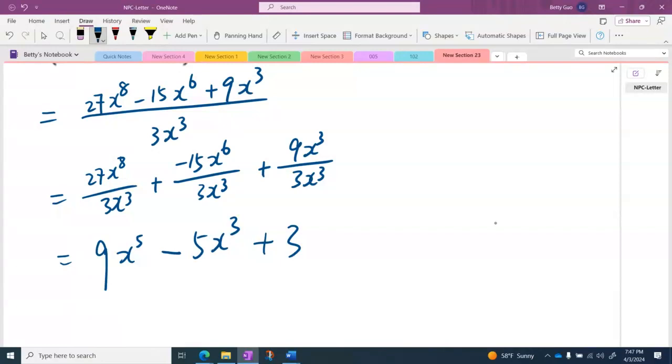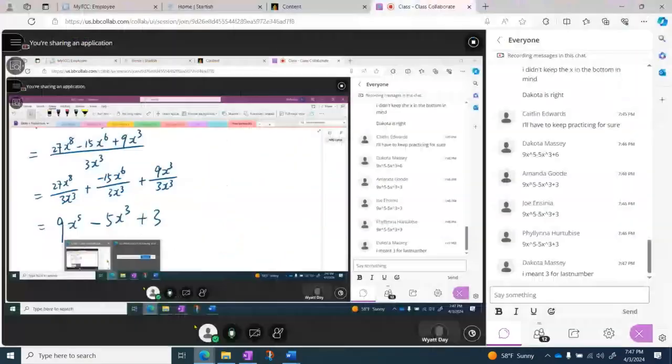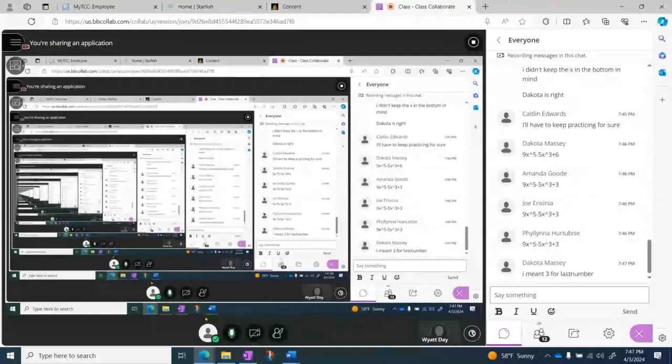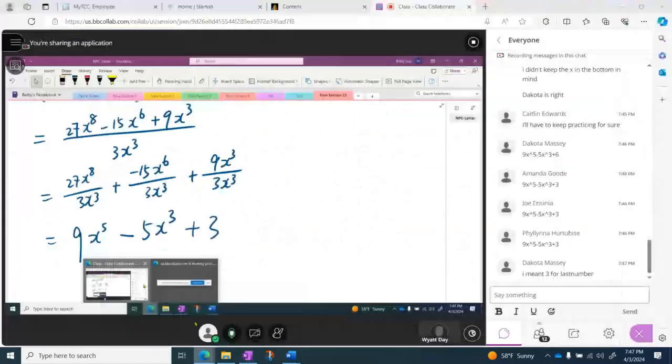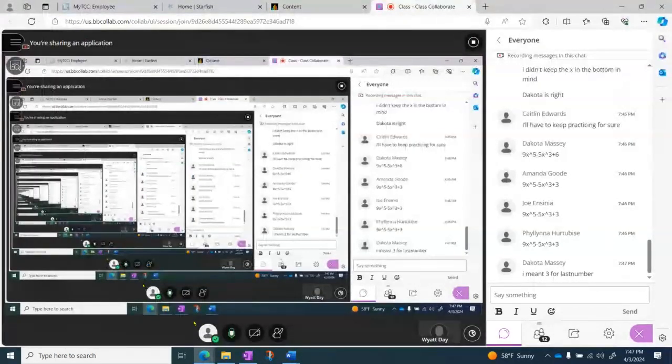X cubed cancel x cubed. So 9x fifth minus 5x cubed plus 3. I think you guys doing great. Very good.